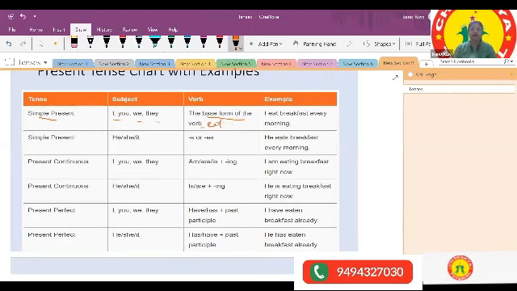Eat. Okay. So it is simple present. I eat breakfast. I eat breakfast. Now, if the subject changes to he, she, or it, it will be he eats breakfast. We add an S over here.